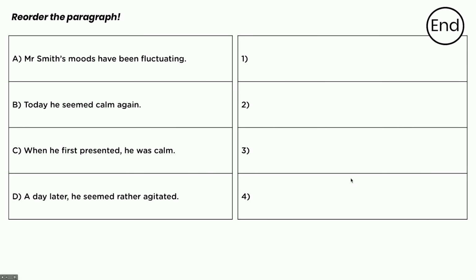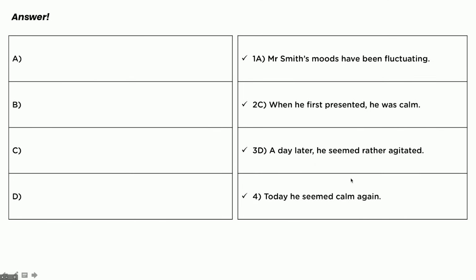Cool, how did you go there? Let's look at a possible answer. So, good clear introductory sentence for a comparison paragraph. Mr. Smith's moods have been fluctuating. When he first presented, he was calm. A day later, he seemed rather agitated. Today, he seemed calm again.